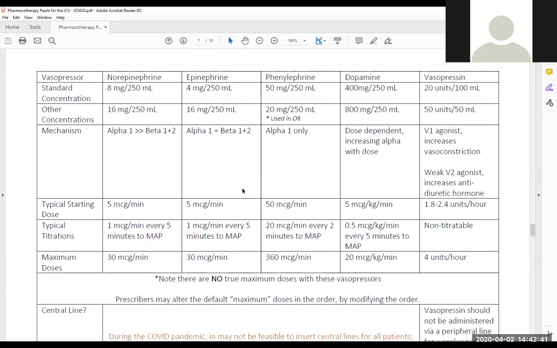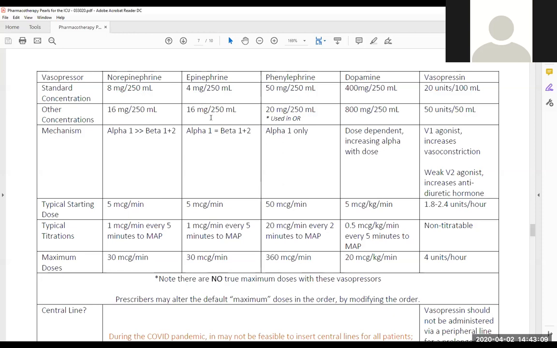Going through these agents, the major difference between the vasopressors is their receptor profile. So we have our alpha-1 receptors, which are responsible for vasoconstriction, and then we have our beta receptors, beta-1 for heart rate and contractility, and beta-2 for bronchodilation and vasodilation. And that's one of the reasons why norepinephrine is our first-line agent, it has a little bit of both.